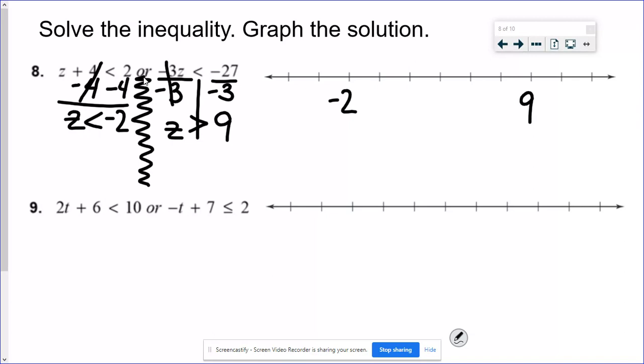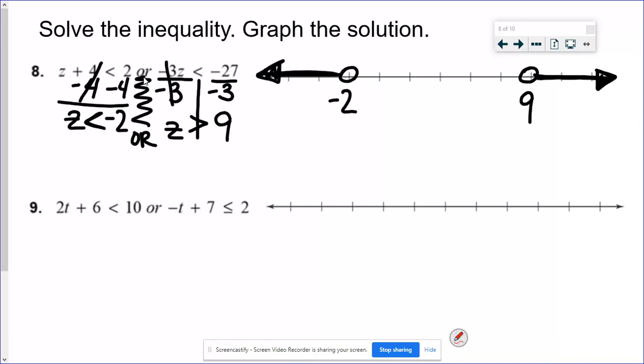From the -2, this is just a less than sign, which means it's going to be an open circle. We're going that way. From the 9, also an open circle, but greater than, so we're going that way. And I know that I've made this big squiggle here in between, but don't forget that you really should have the word or snuck in between there.